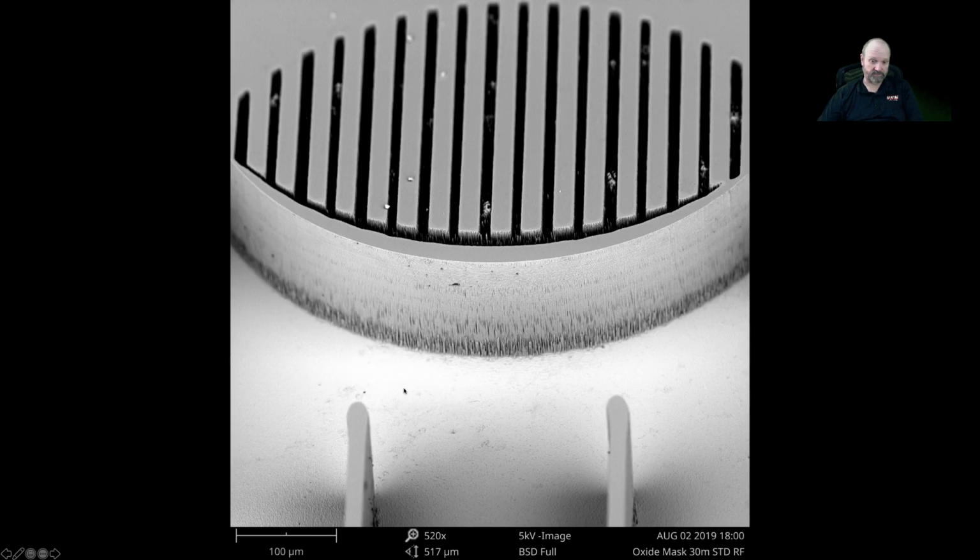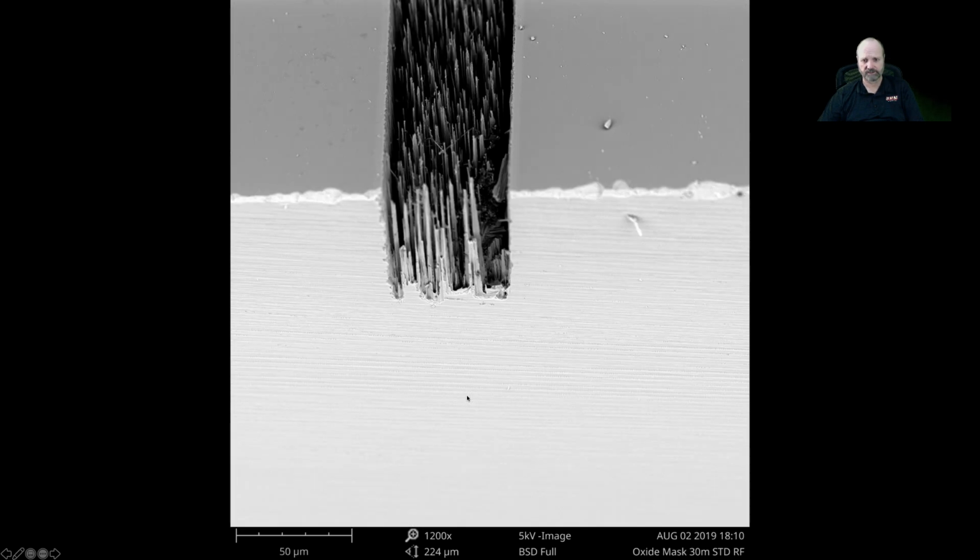Then here again is another view. You can see we have some sort of defects down here. This is what we call grass. In the thin structures here, we have a lot of grass. You might ask, well, where does the grass come from? This is what it looks like.